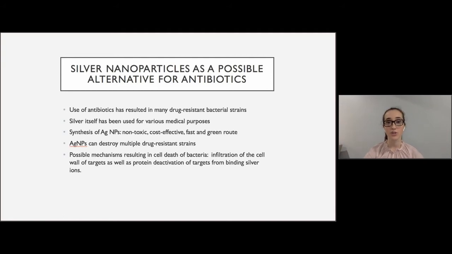They have the ability to destroy multiple drug-resistant strains that antibiotics alone cannot. What makes them also appealing as an alternative is that they are non-toxic, very cost-effective, and their synthesis is a fast and green alternative. Although the actual mechanism for how these silver nanoparticles can cause cell death in many different bacterial strains is unknown, there are a few different mechanisms that have been widely accepted throughout the science community. This includes the infiltration of the cell wall of targets as well as protein deactivation of targets from binding silver ions.